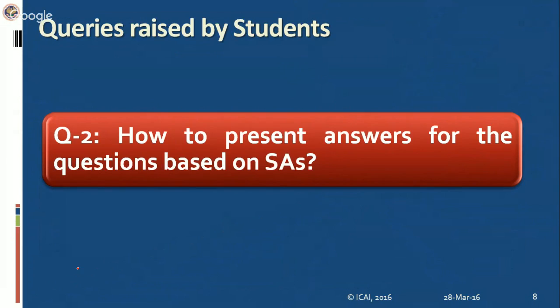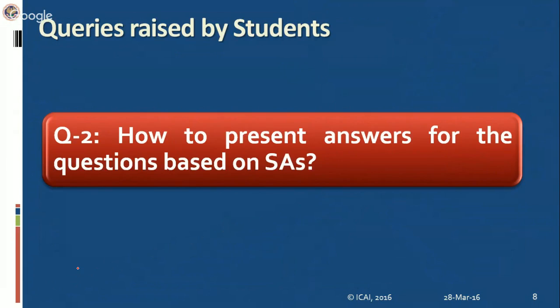Students, how to present answers for questions based on essays? IPCC level students, you are advised to first study the study material, especially volume 1 and volume 2, for essays. The portion covered through the study material you need not cover in the auditing pronouncement book. So the auditing pronouncement book you should study last. First you should be sure of the study material and the practice manual.